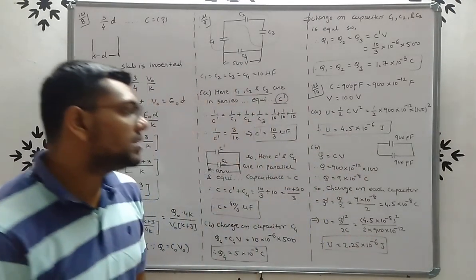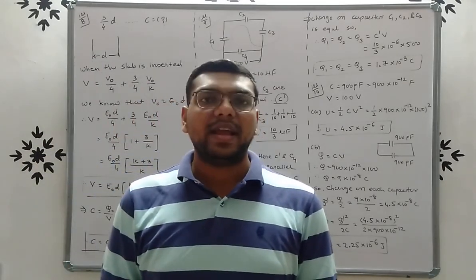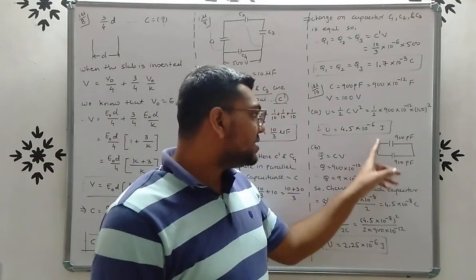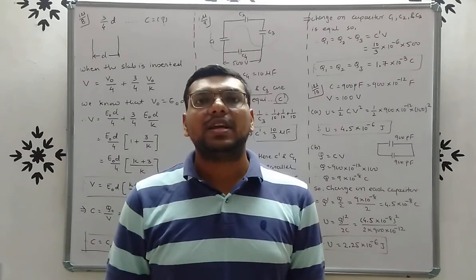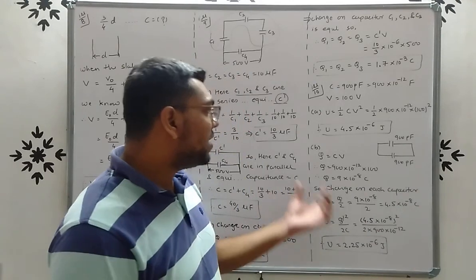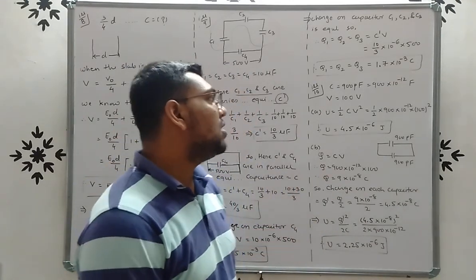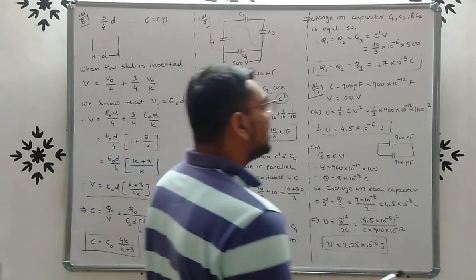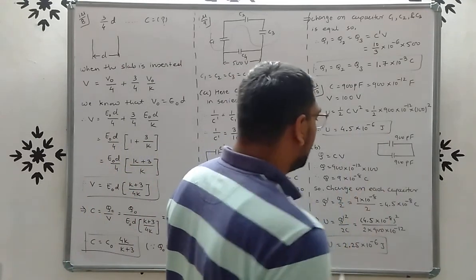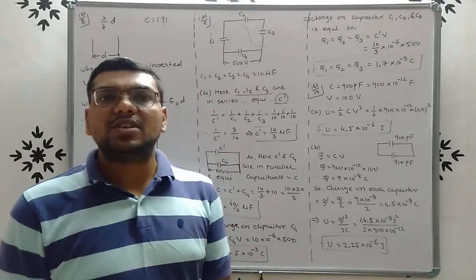Right. So once again, here the capacitor is disconnected from the battery and connected as shown in this figure. So here these capacitors are in parallel. So we know that charge will be distributed equally. First of all we have to find out the charge. So Q is equal to CV. We know the value of C, that is 900 picofarad, so 900 into 10 raised to minus 12. Value of V 100. So the charge is 9 into 10 raised to minus 8 coulomb.